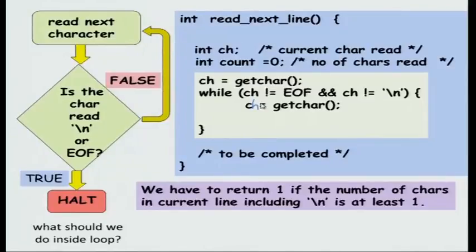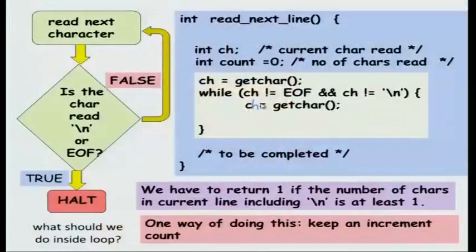Okay. So, what is this function supposed to do overall? We have to return a 1 if the number of characters in the current line that we have read is at least 1. So, if the current line contains at least a character, then we have to return 1. For example, if the user just entered a new line, which is just pressing the enter key, then it is a blank line. Okay. In that case we won't say that we have read a line, because it was a blank line.